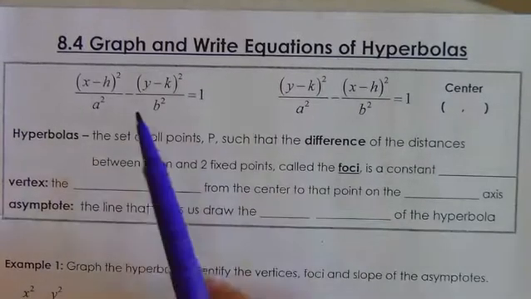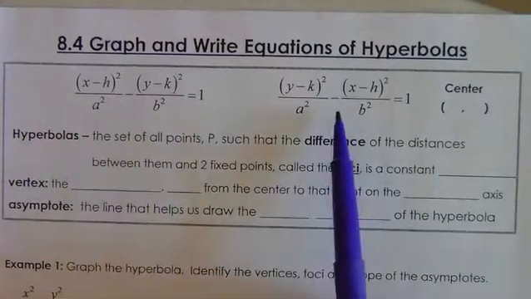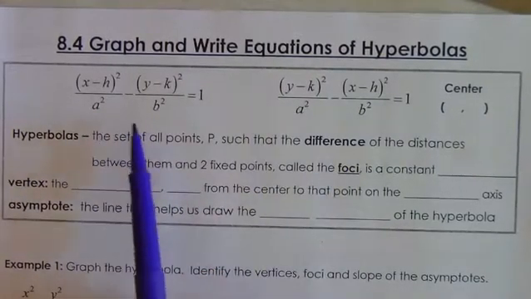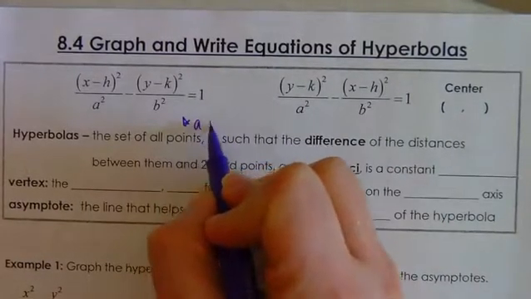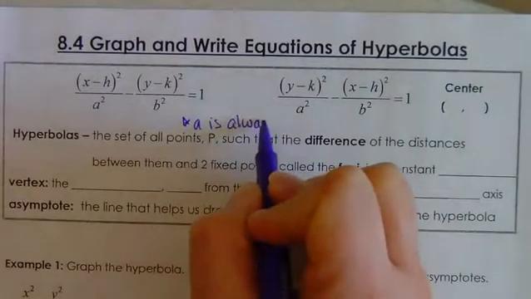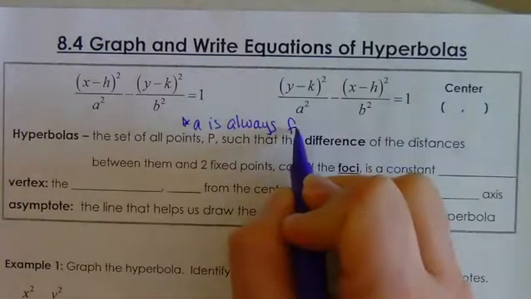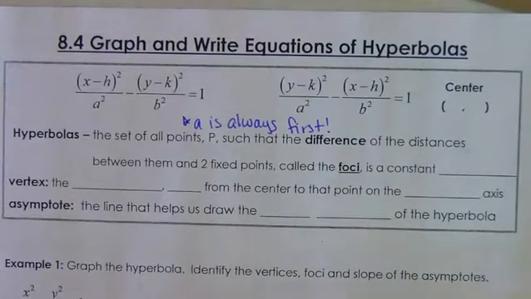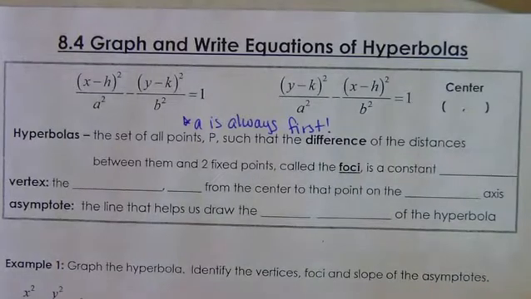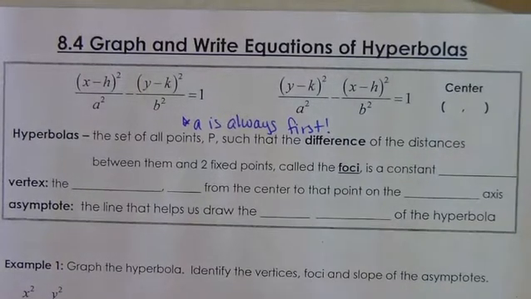So one is that it's going to be a subtraction. And then two, look at the a squared and the b squared. Do you see how that a is always first? That's something that's unique to hyperbolas. That's going to be different from ellipses. Remember, with ellipses, a was always the bigger number, and a kind of moved around. So remember, your a always matched up with your vertices.